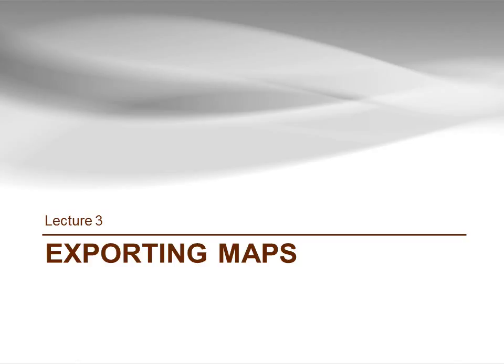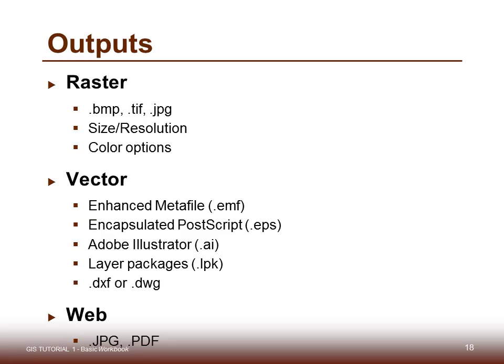One of the most important things that you'll do in ArcGIS Desktop is to export maps. You've already started to do that in the first couple of chapters. There are a couple of different outputs we need to think about. One is a raster output, another is a vector output, and the other is a web-enabled output. Raster outputs would be bitmaps, TIFFs, and JPEGs, and then you would select your own options to save the files. Vectors might be enhanced metafiles, encapsulated PostScripts, Adobe Illustrator, and layer packages, and so on. And then good options for web would include JPEGs and PDF files.